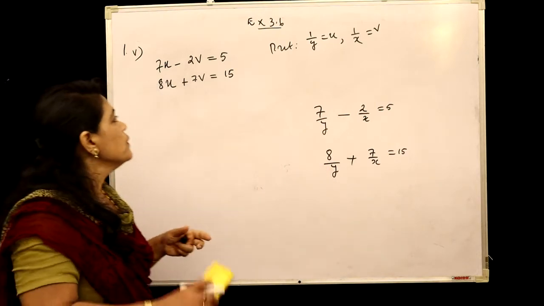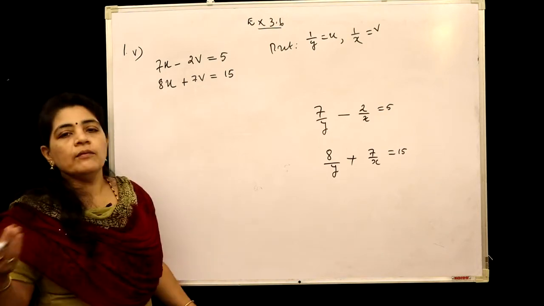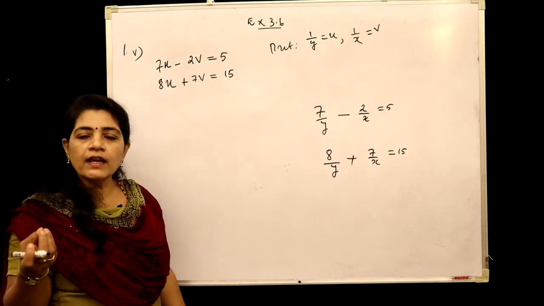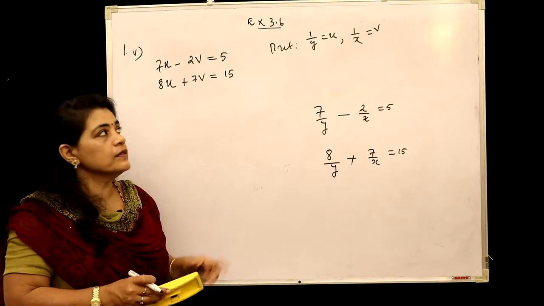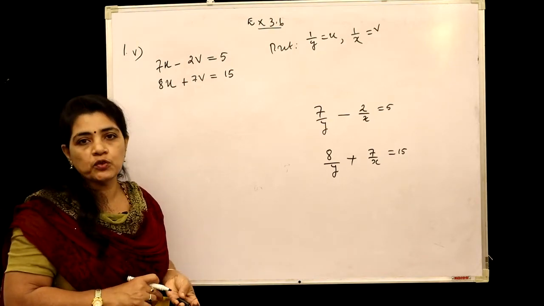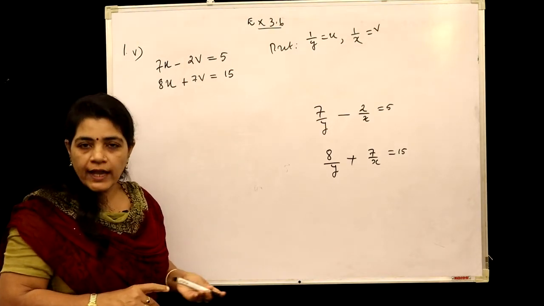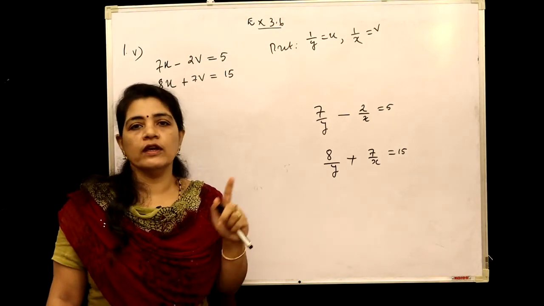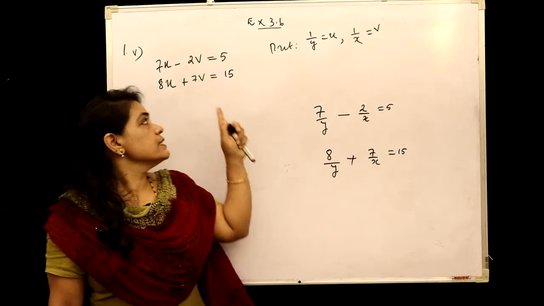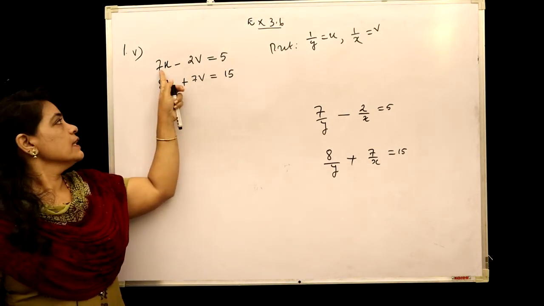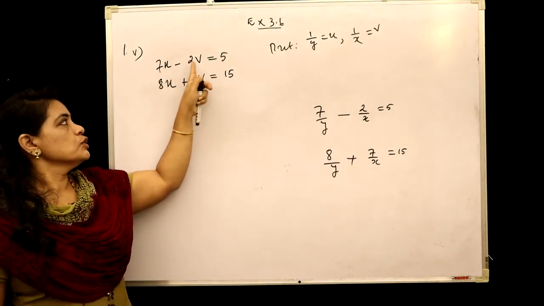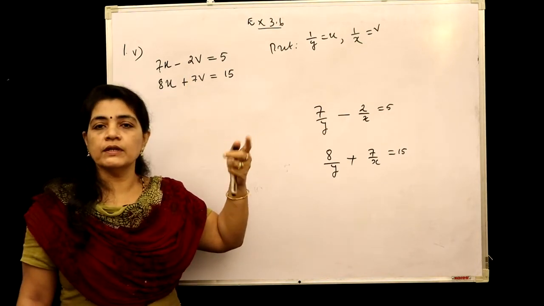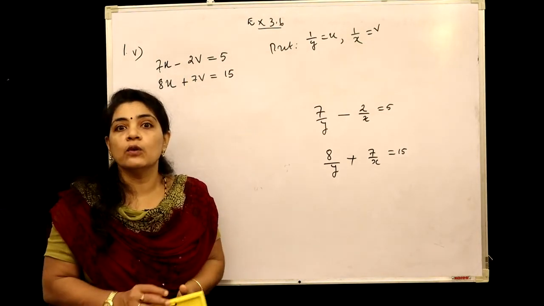Okay, we can continue. So, see children, how can we eliminate one of the variables from this pair of linear equations in two variables? To eliminate means the coefficients of either u or v must be the same. But see children, here in the first equation it is 7, here it is 8, 2 and 7. That means we have to make them equal.